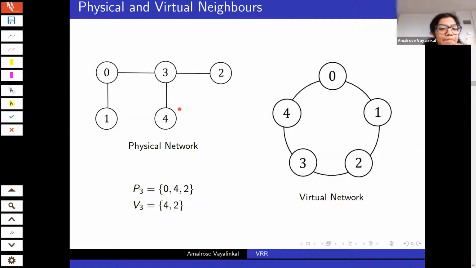So what we have here is that there are physical neighbors and virtual neighbors. In the physical network, consider node 3: the physical neighbors of 3 are those nodes with which 3 shares an edge, right? So that would be 0, 4, and 2. And in the virtual network, the virtual neighbors are just the next largest identifier and the next smallest identifier, so 4 and 2, okay?